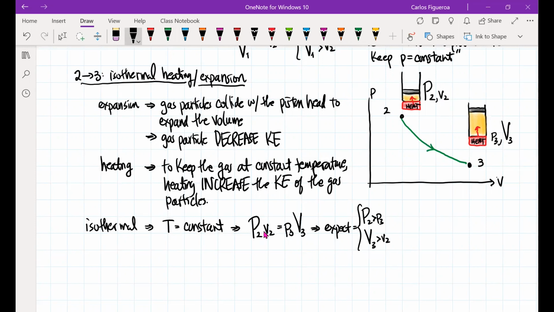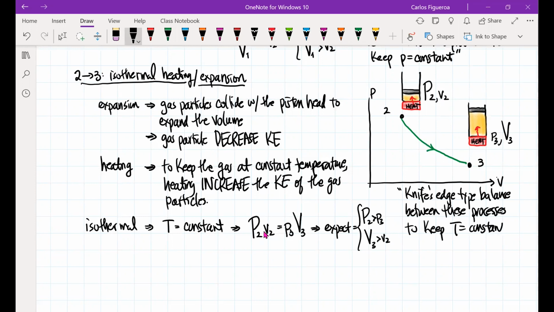Again, this process is a knife's edge, right? So there's a knife-edge type balance between these processes to keep T equal to a constant. Because if it's not really balanced, then you can't maintain constant pressure.